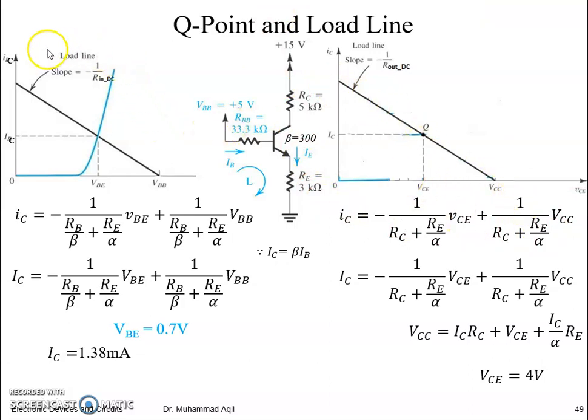The input load line is not necessary. If you want, you can find it. If it is asked, you have to find it. Otherwise, if you are asked only to find the DC load line, it means only the DC load line at the output side, this one only.